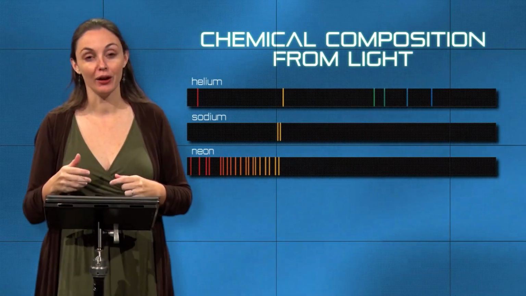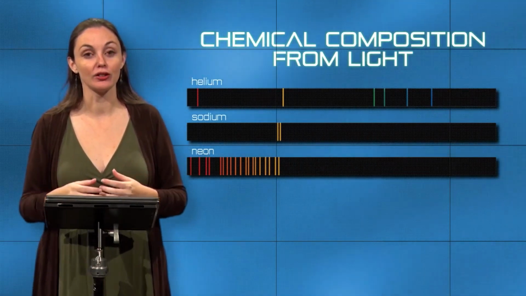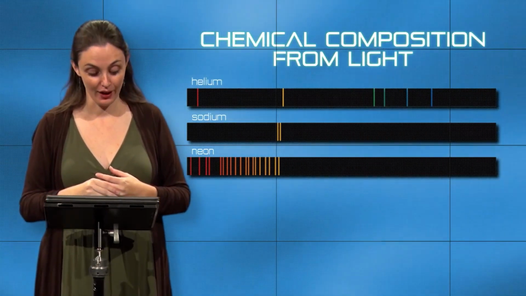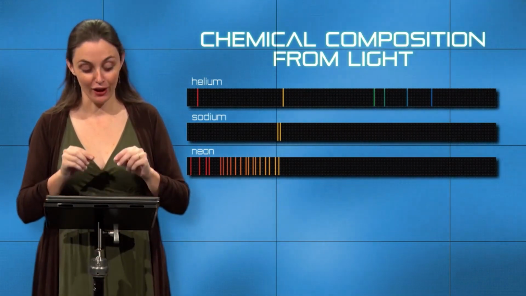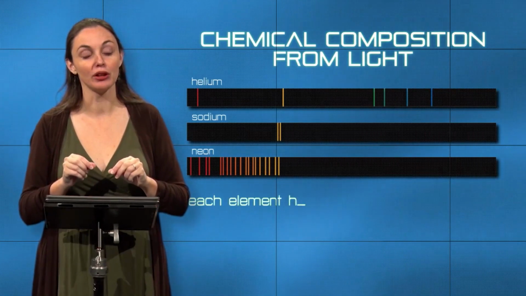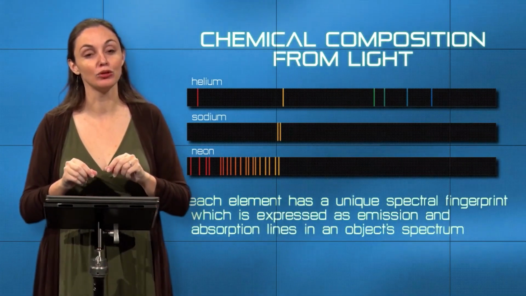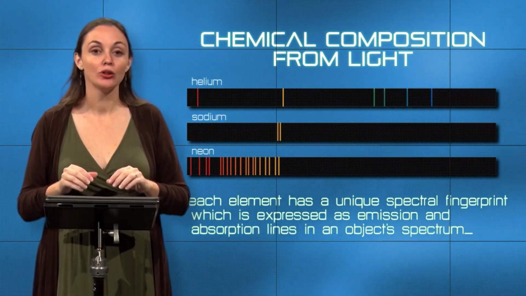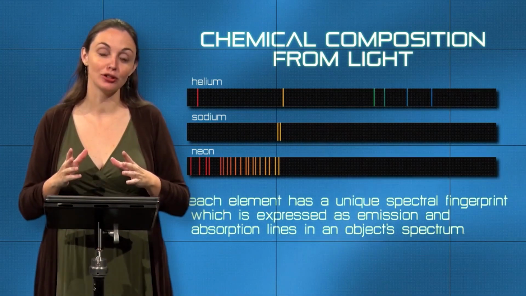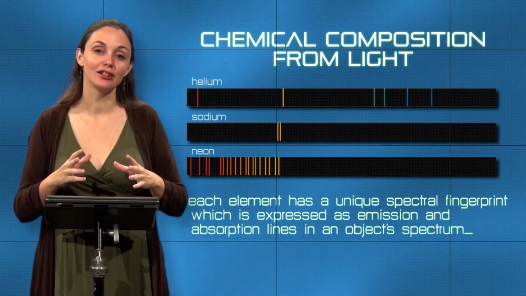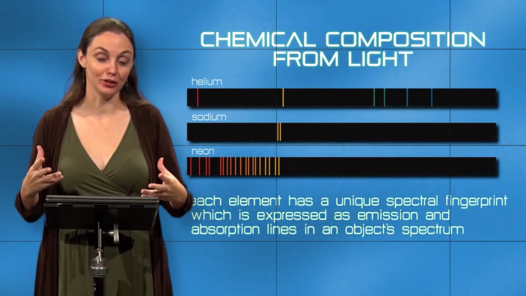So if some distant object, a star, is composed of, let's say, sodium or neon, this leaves an individual little fingerprint in the placement of these emission and absorption lines. So what we can take away from this is that the exact placement of these emission and absorption lines gives us an indication of the object's composition.